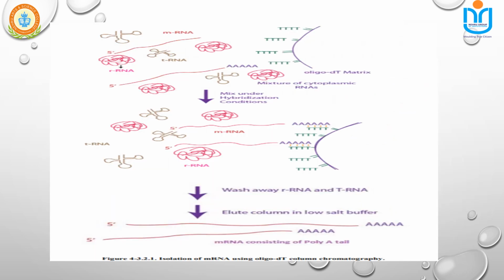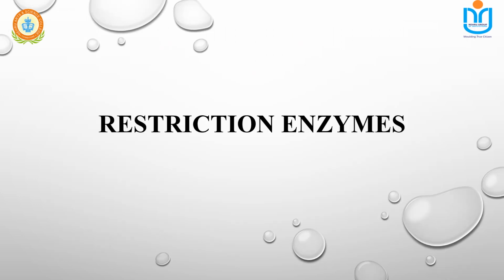The figure shows the isolation of mRNA using oligo-dT column chromatography. The mRNA with poly-A tail binds to the oligo-dT matrix and can be extracted with low salt buffer. Now we know how to isolate and purify different nucleic acids such as DNA, RNA, and plasmids. The next topic is restriction enzymes.